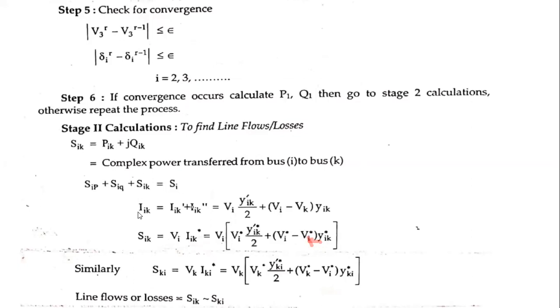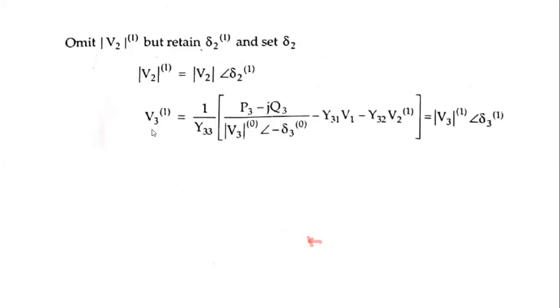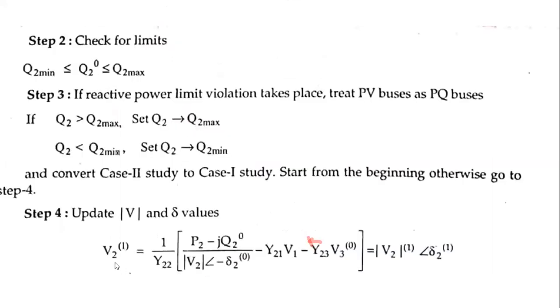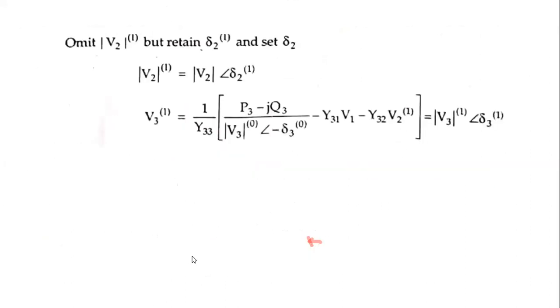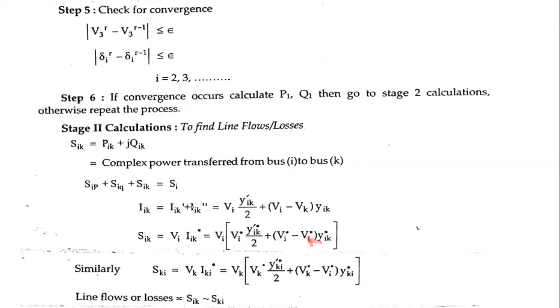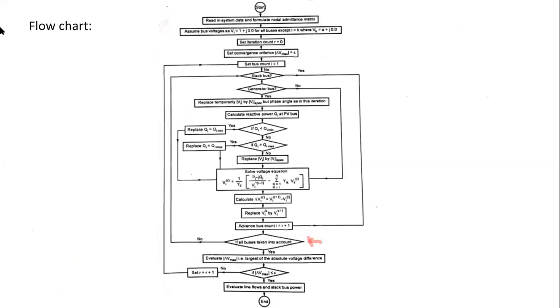This is the formula for the power Sik, Ski, this is the formula for the current Iik, and this is the formula for the voltage at bus 2 for the first iteration. This is the procedure for finding the voltages in the Gauss-Seidel method for the first iteration. Next, coming to the flow chart.